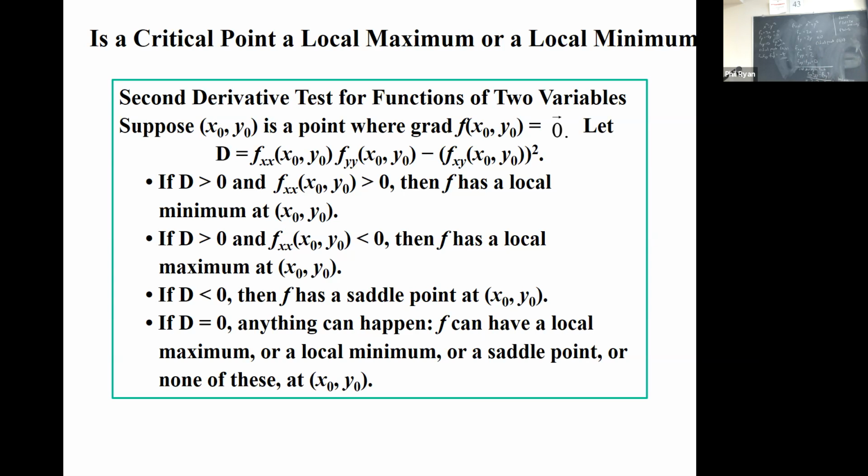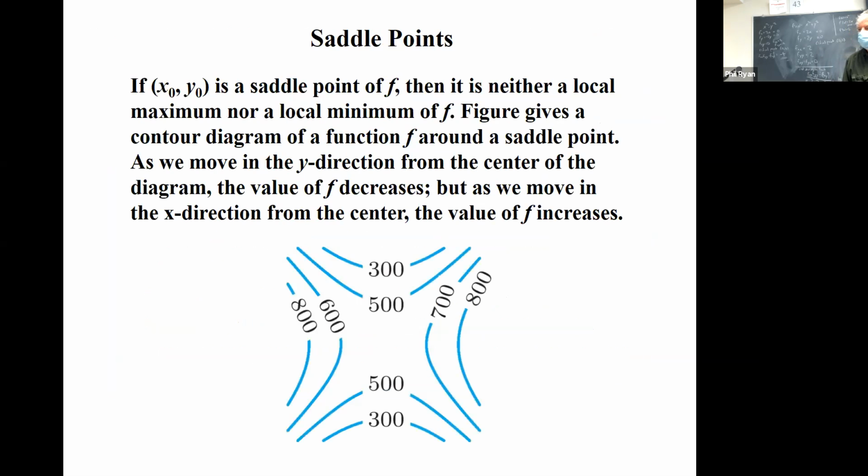So that's the meat of the point of today's things. So this is the saddle points that I was talking about. This would be something like a function like x squared minus y squared. So we can tell that it's a saddle point, right?